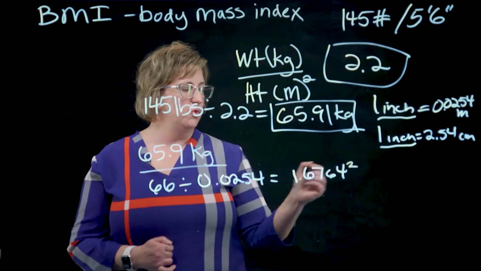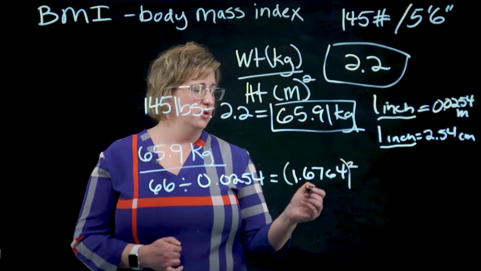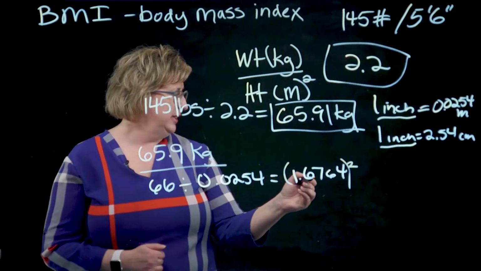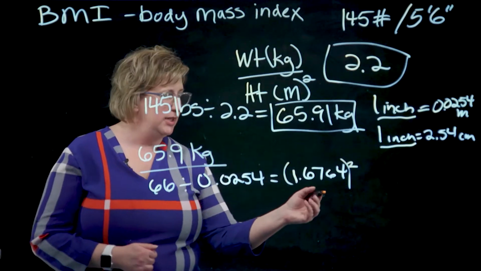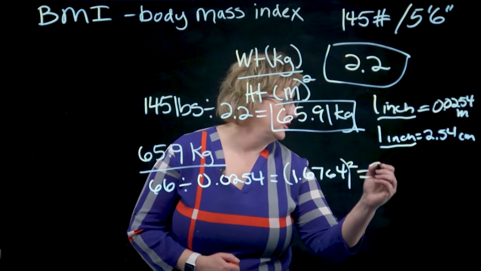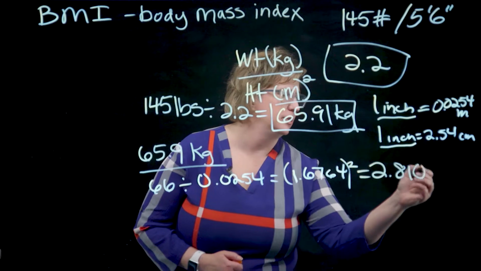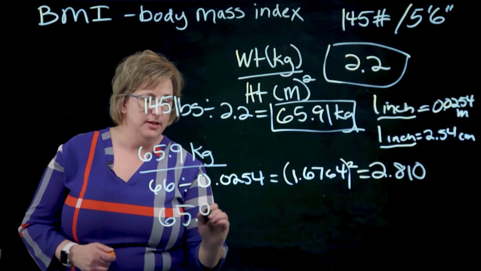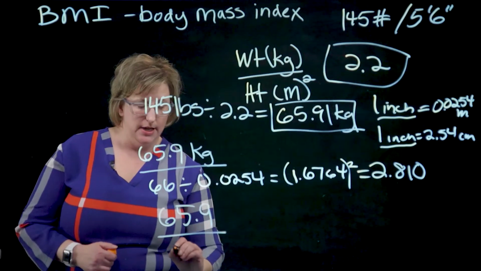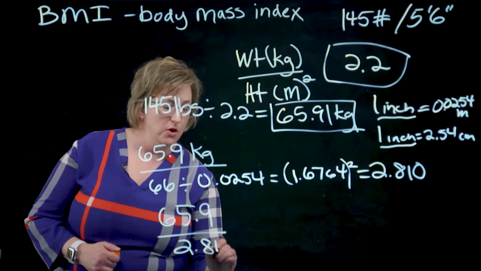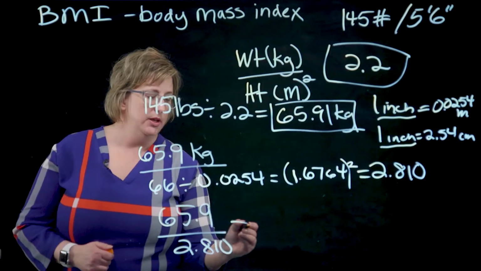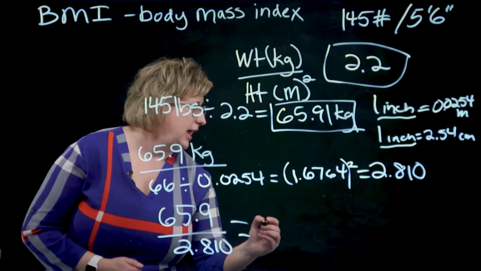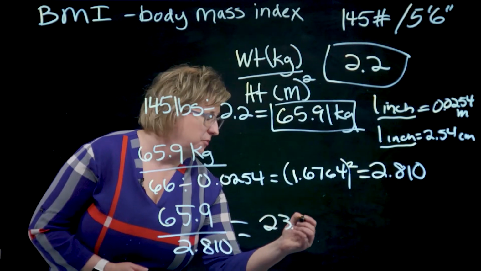So now we have our weight in kilograms and we have our meters, but we need to square it. So what do we do here? We need to multiply these. So once you multiply your 1.6, what do you get? You actually get 2.810. So to clean this up, 65.9 divided by 2.810. When you do the math on that, you should be getting a number at about 23.4.